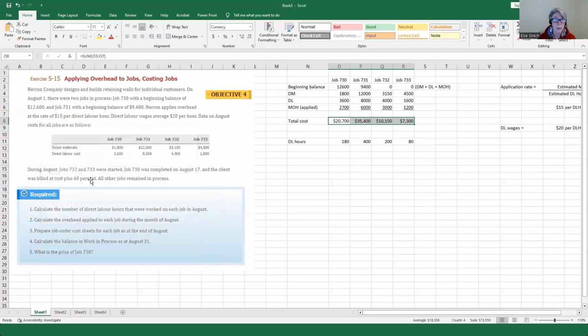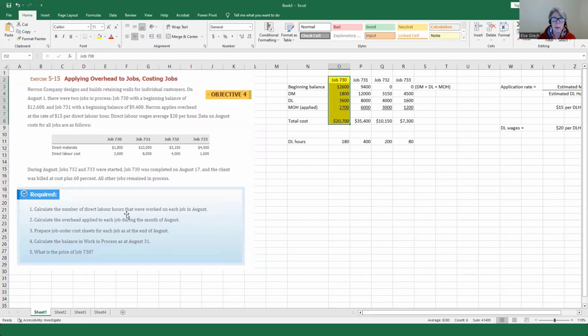There it is. Okay, so during August, jobs 732 and 733 were started. We know that. Job 730 was completed on August 17th, and the client was billed at cost plus 60%. So that's how much we charged them. We charged them what it cost us to create it, plus an additional 60%. All other jobs remain in process. So only job number 730 was completed and sent out. I'm just going to highlight it because it was completed and done.